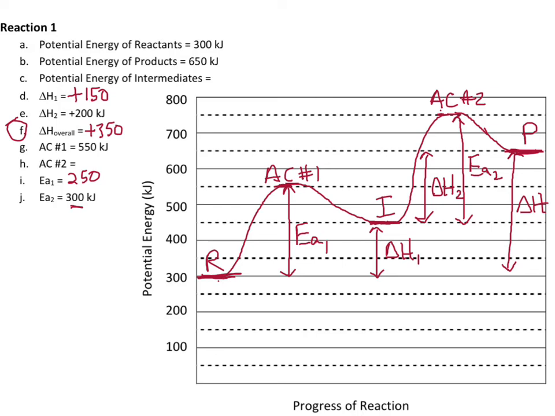And so now we've got pretty much everything labeled. The second activated complex was at 750 kilojoules, and our intermediates were at 450 kilojoules.